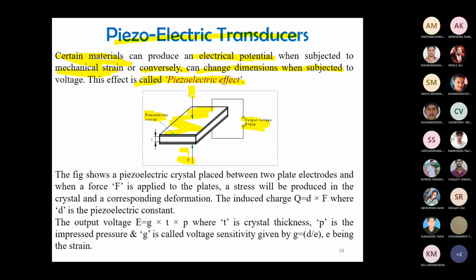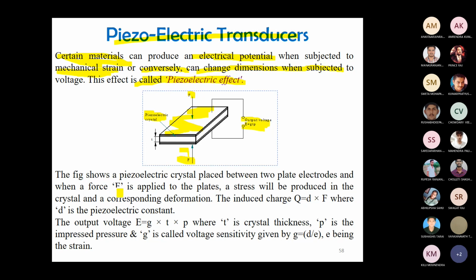If there is mechanical force, pressure appears across the crystal, and due to pressure you can see that some EMF is generated. So it is an example of a transducer for pressure measurement.